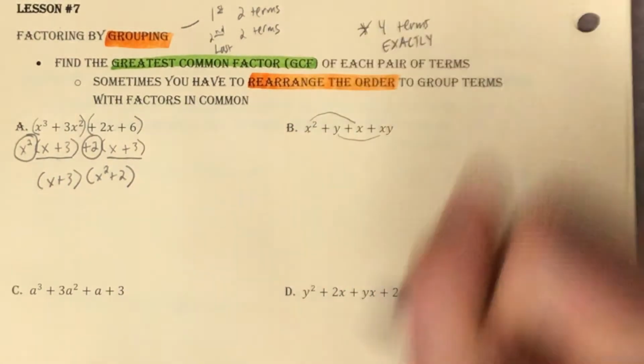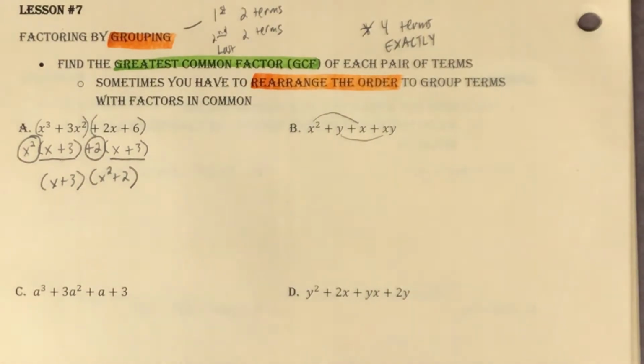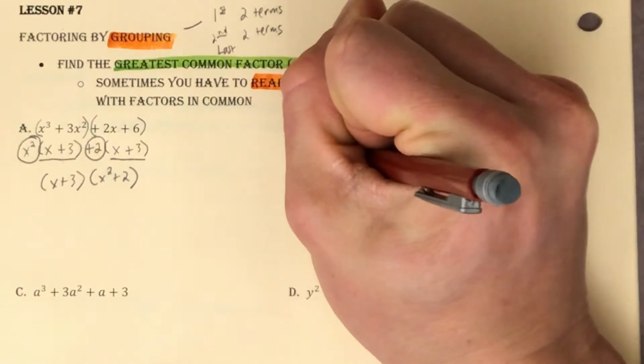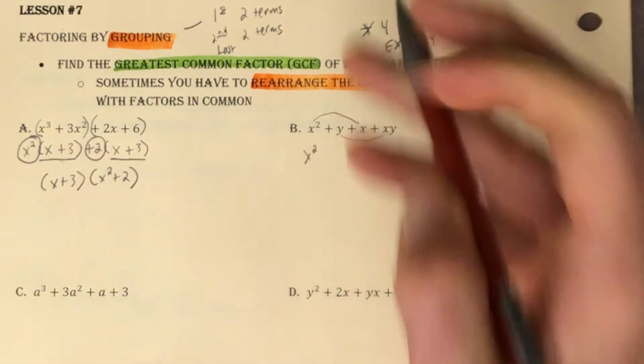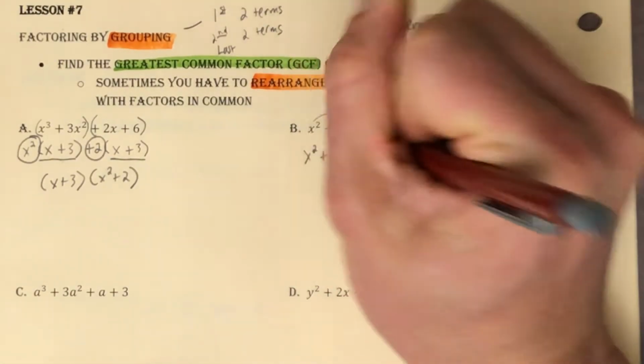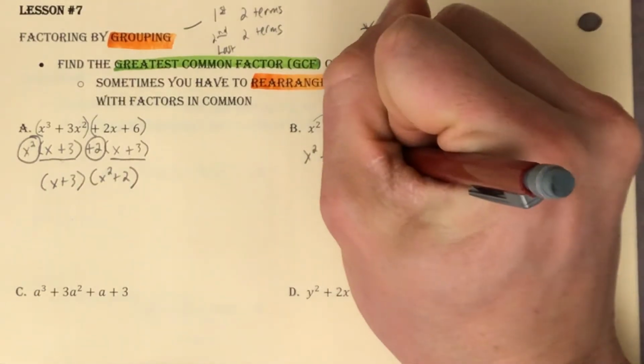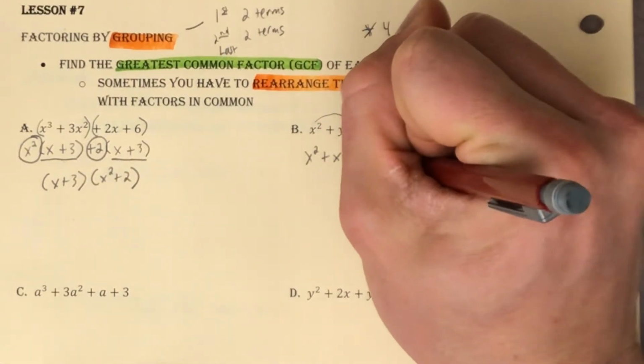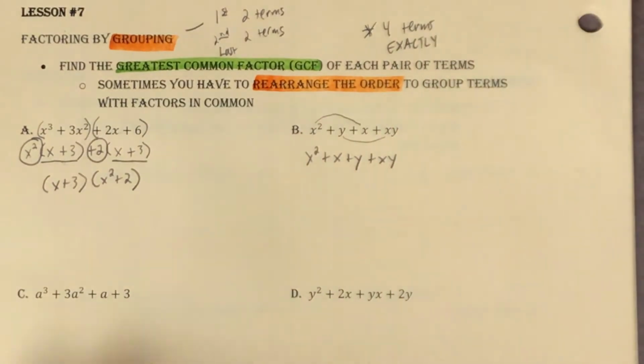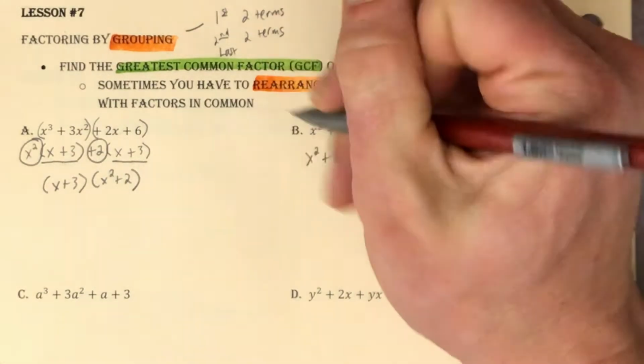So I'm going to move every term into its appropriate place with the sign in front of it. So I've got x squared here. I'm going to move this positive x after it, which then is going to move my positive y behind it, and then my positive xy behind that. So I just rearranged to make sure both of my groupings are going to have a greatest common factor other than 1, which they do.